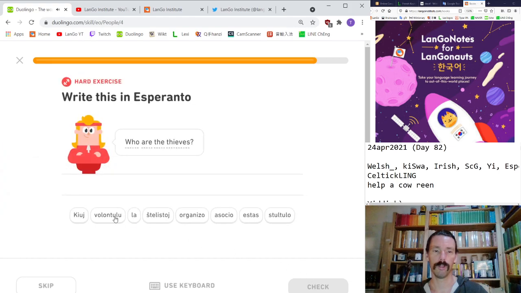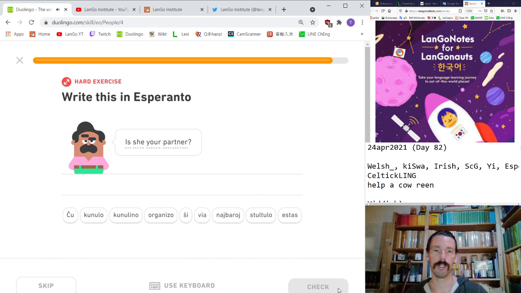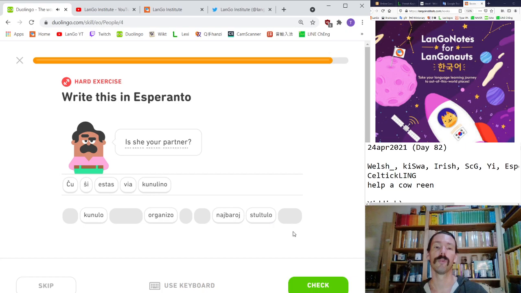Who are the thieves? Kiuj estas la ŝtelistoj? Is she? Ĉu ŝi estas via kunulino? Your partner. Via kunulino. Because it's a female pronoun, we need the female noun form.